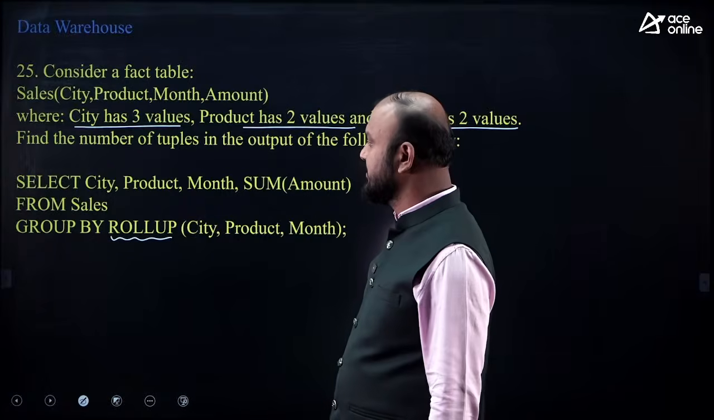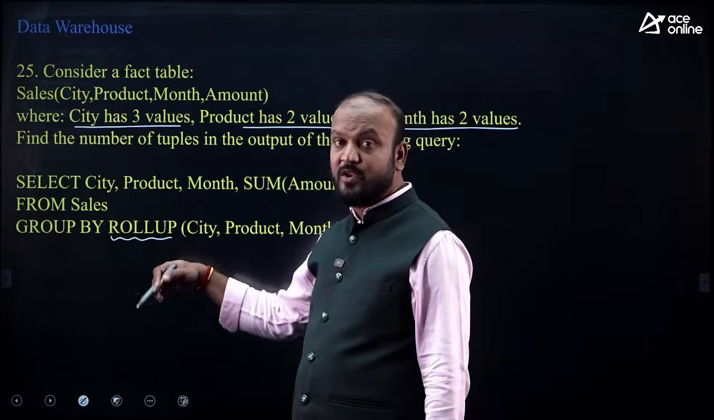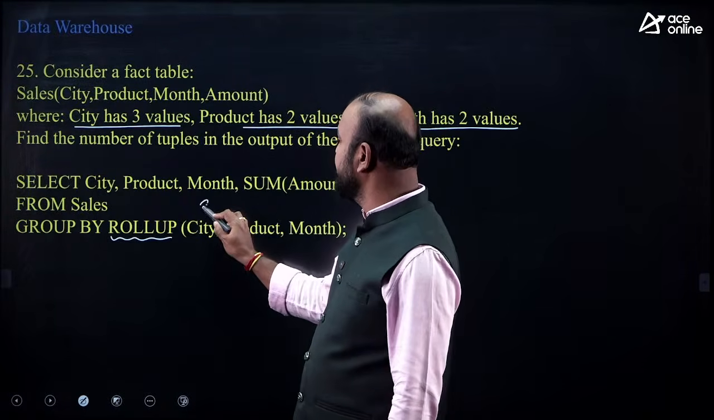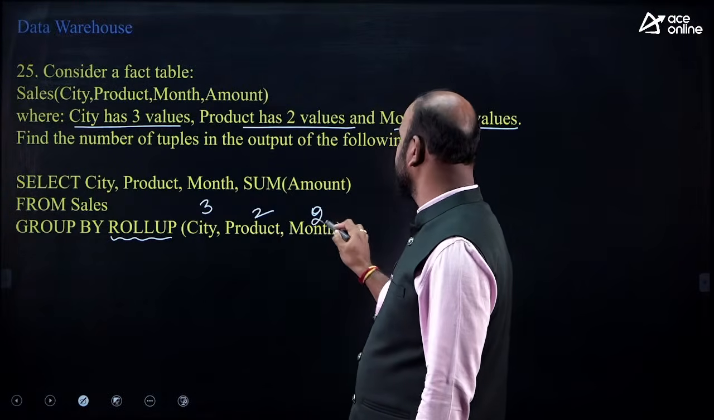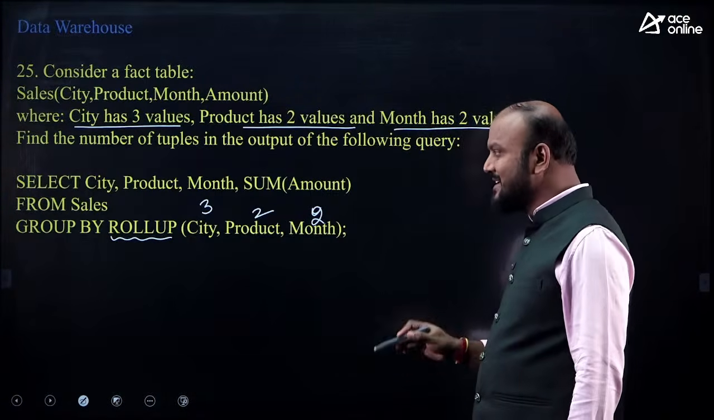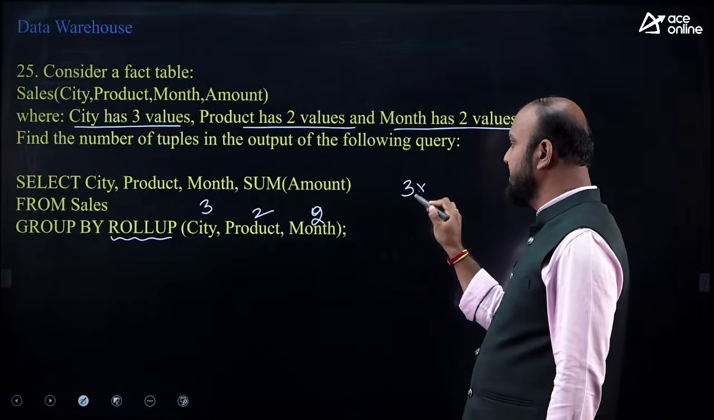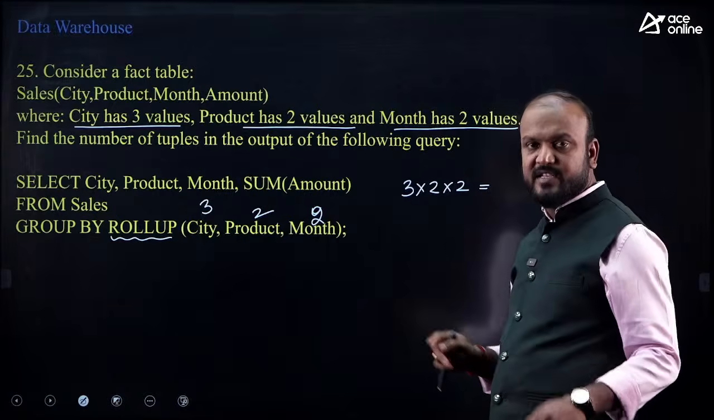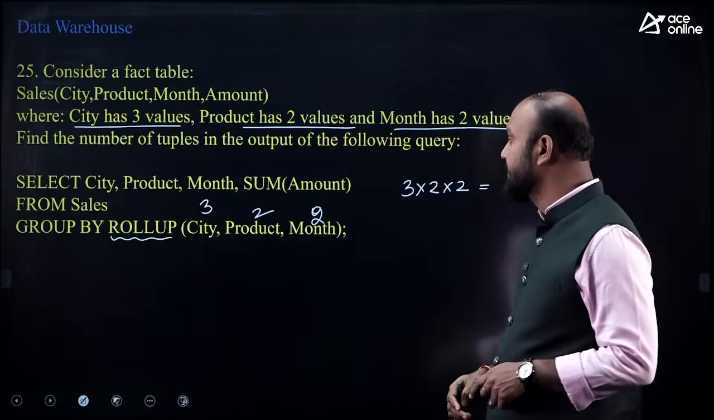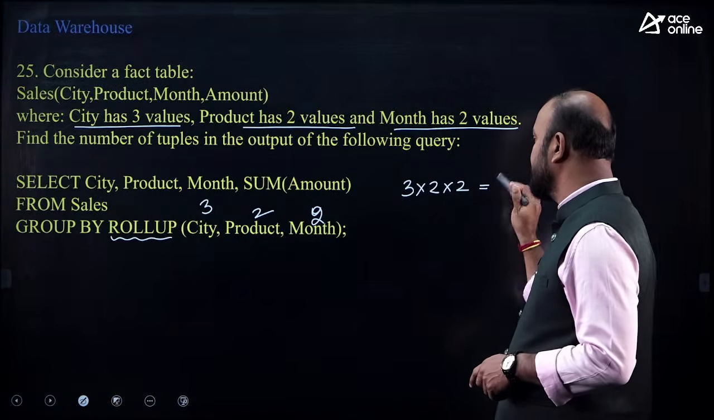The query is from the fact table. What is it doing? It is performing a roll up operation. City has how many values? 3, product has 2 and month has 2. So with this aggregation, what can we expect? 3 into 2 into 2 combinations. It means for every combination there should be an aggregation. That is 3 into 2, 6, into 2, 12.